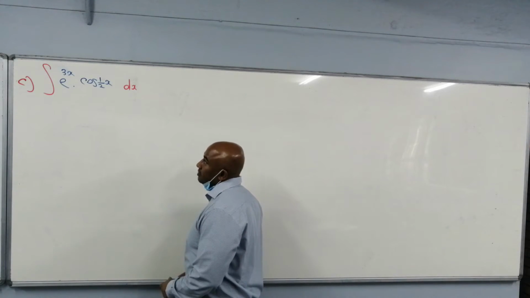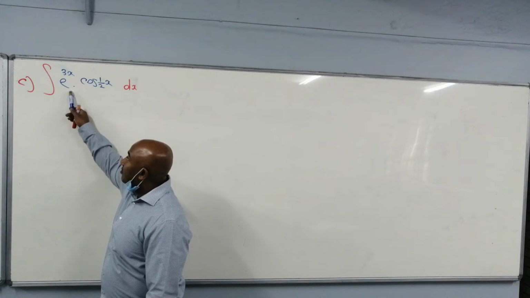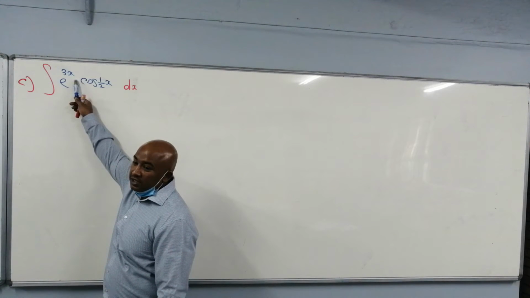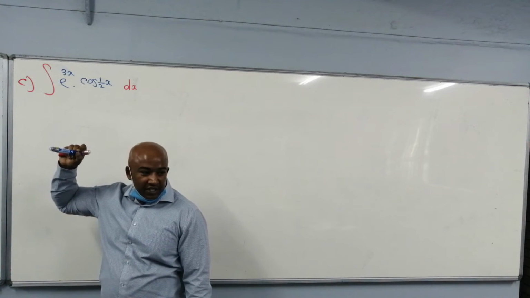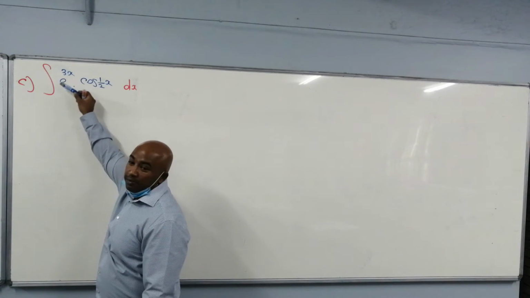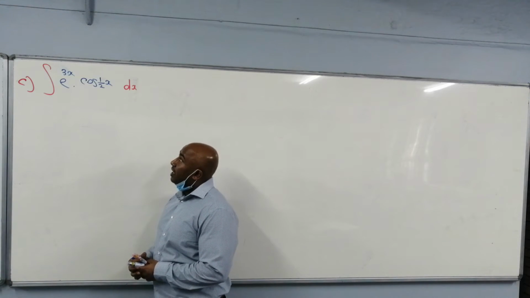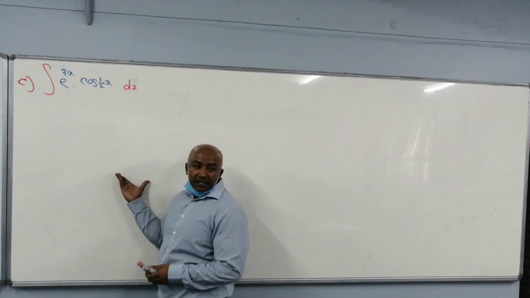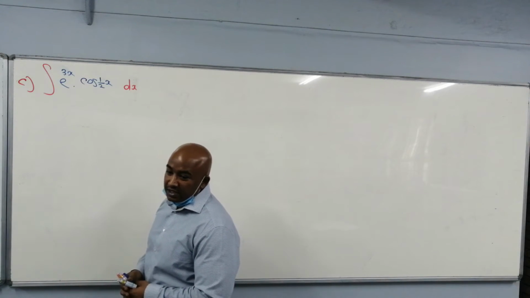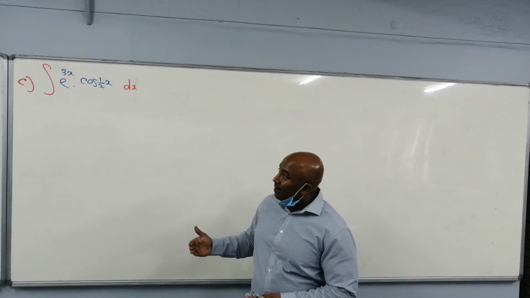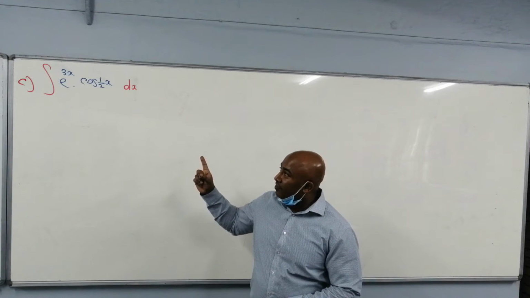Our next example. Now, go to your priority list. We have e to the power 3x. So x is the exponent. This is an exponential function. It's e to the power 3x, exponential graph. And we have cos, which is your trigonometric function. So what number is e to the power 3x? It's number 4. And what number is cos of half x? Number 5.